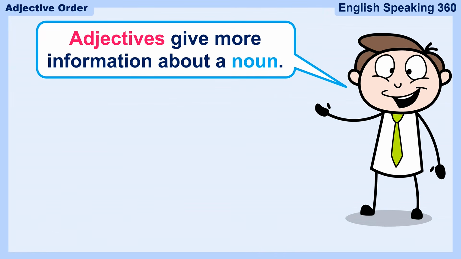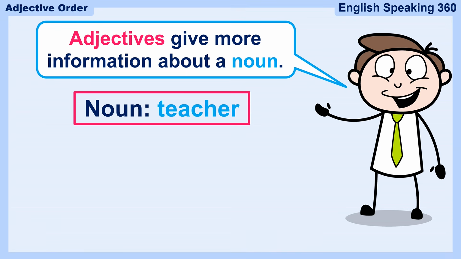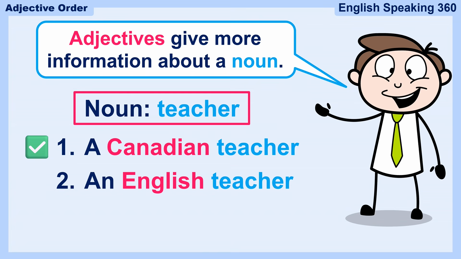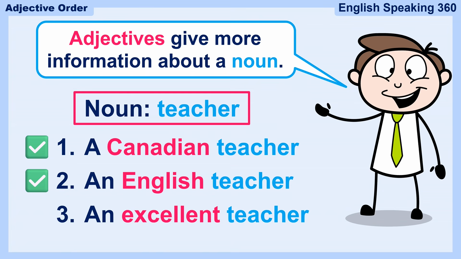Adjectives give more information about a noun. For example, teacher is a noun. If you want to give more information about the teacher, you could say a Canadian teacher. Canadian is an adjective, and that is a correct noun phrase. An English teacher. English is an adjective, and it's also correct. You could also say an excellent teacher. Excellent is an adjective, and the noun phrase is also correct.